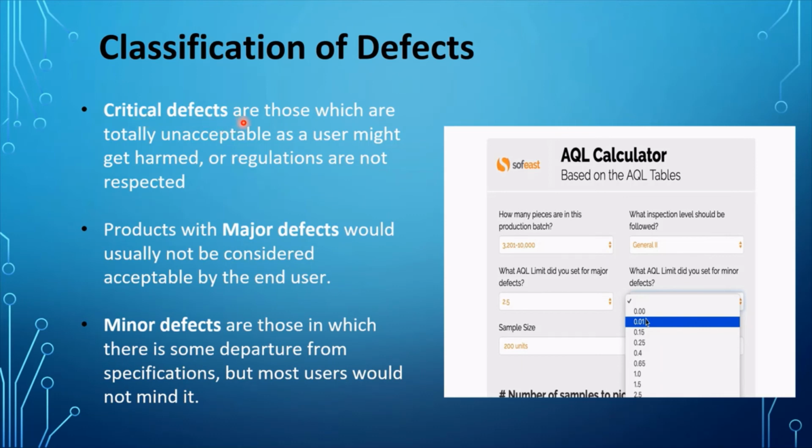First is critical defects. Critical defects are those which are totally unacceptable as a user might get harmed or regulations are not respected. Then there is major defects. The product with major defects would not be usually considered acceptable by the end user. Then there is minor defects. Minor defects are those in which there is some departure from specifications, but most users would not mind.